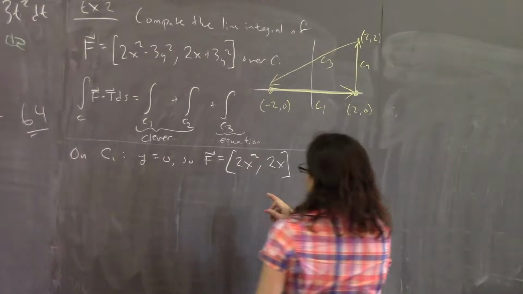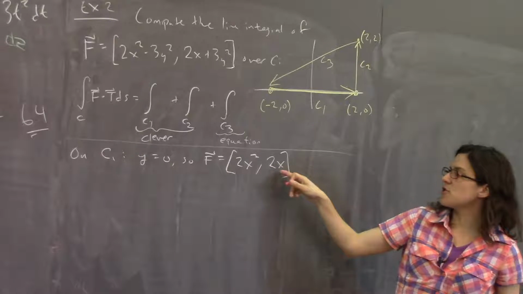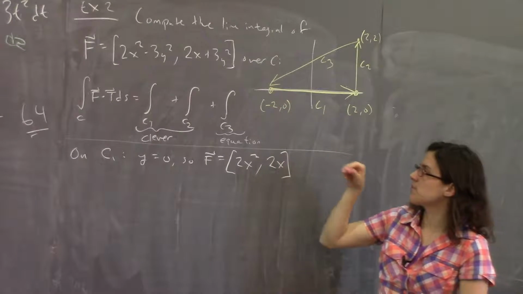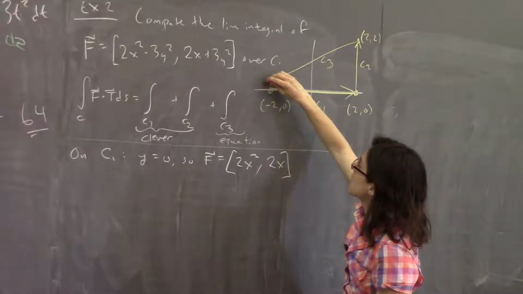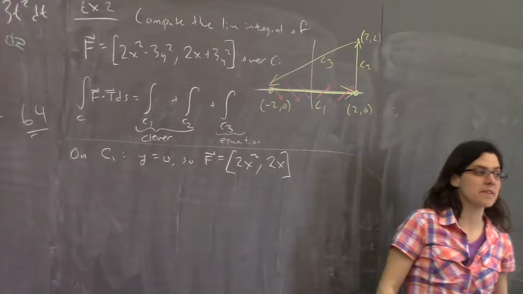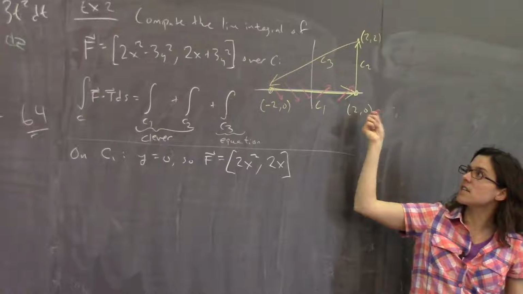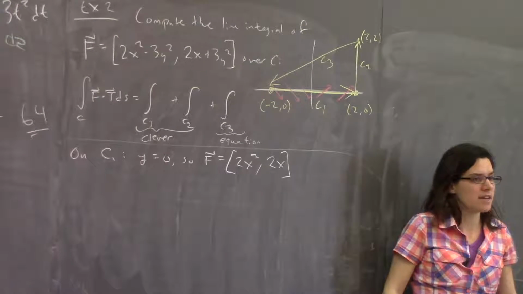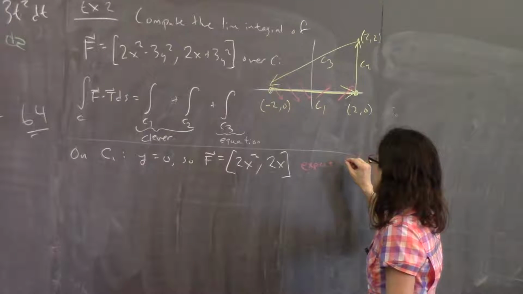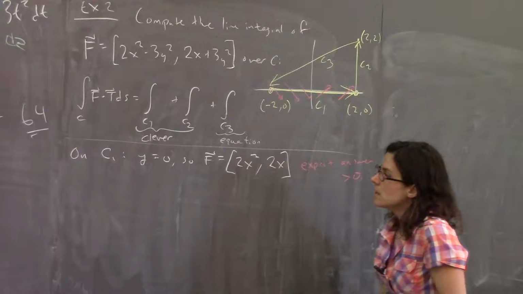So 2x squared is always positive, so it's always moving to the right. And then 2x is negative when we're on the left and positive when we're on the right. So it looks like it should go something like this, approximately. So maybe we would expect a positive answer, because it looks like the vector field is generally pointing the same way as C1. So we expect the answer to be positive.